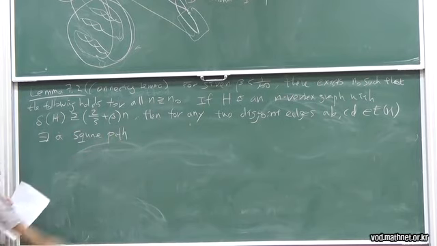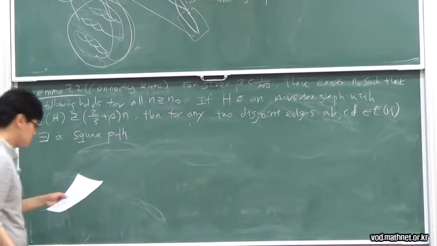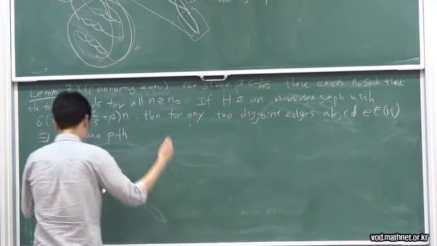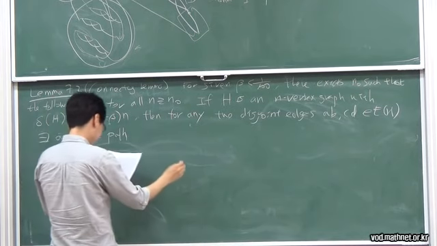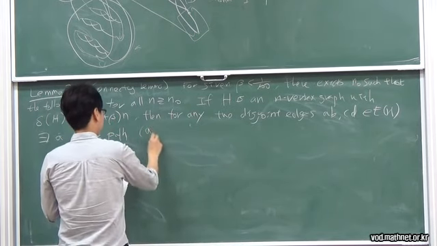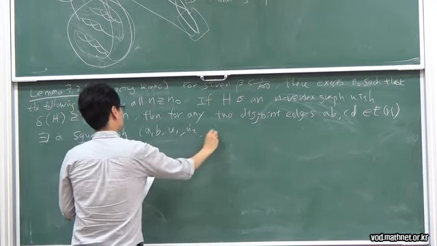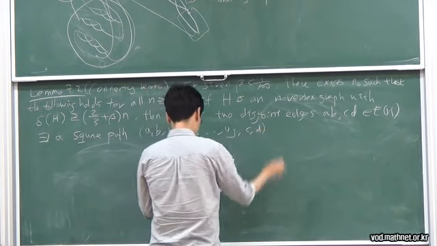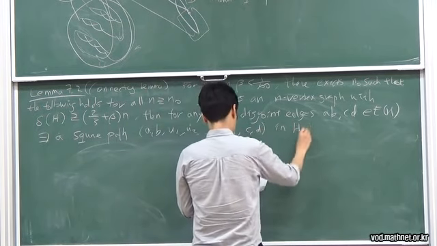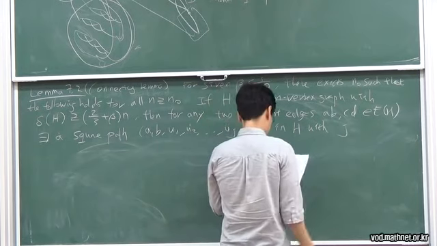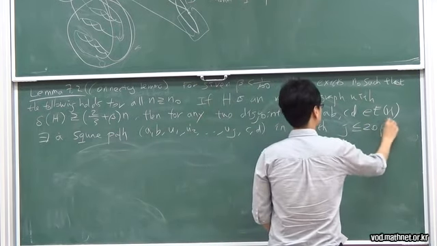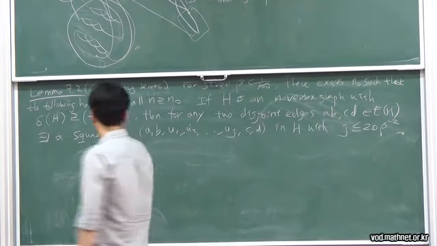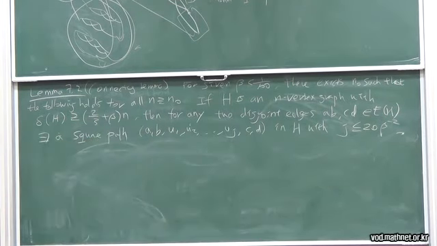I will omit "of" in "square path of", it doesn't really matter. A, B, U1, U2, up to U_j, C, D in H, with j at most 20 beta to the negative 2. So for any two edges AB and CD, we can find a square path connecting those two, which has not too long a length.